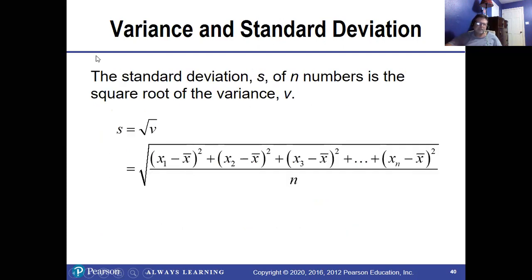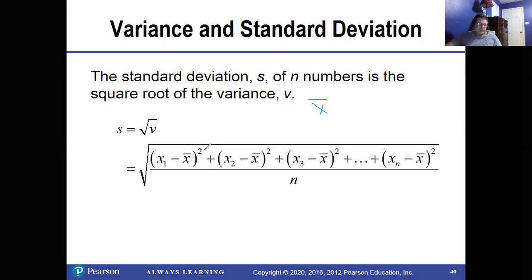All right, so the way it works is this. Again, it's not too difficult. First you've got to find this number, the mean. Once you know the average of all the numbers you're dealing with, you're going to take the first number minus the average and square it.